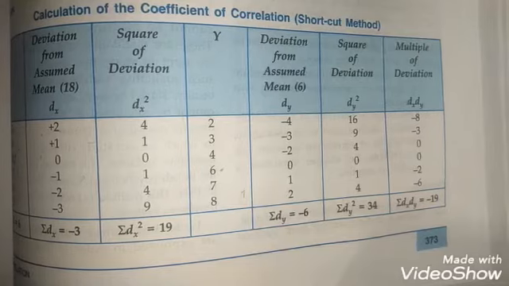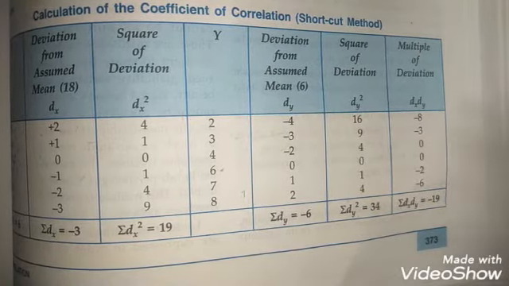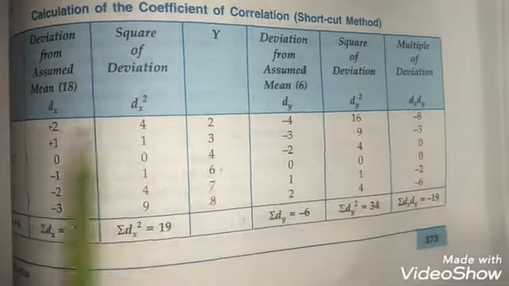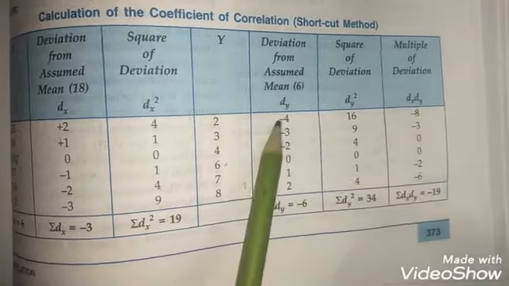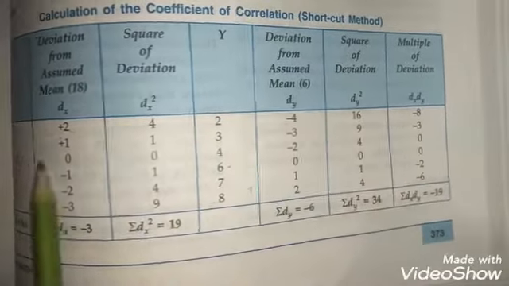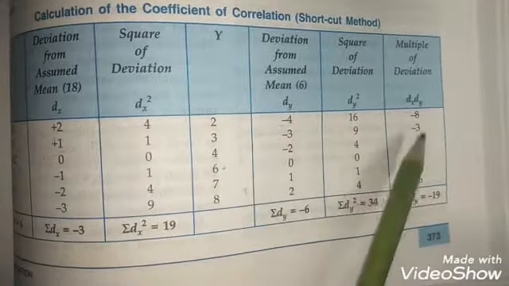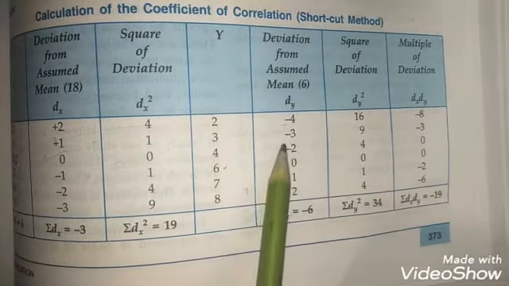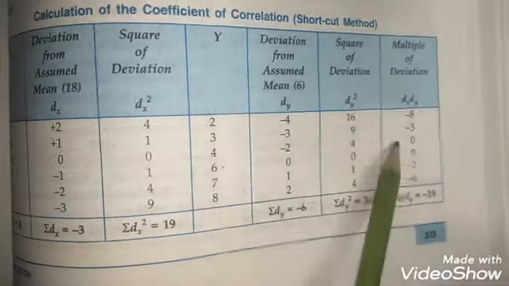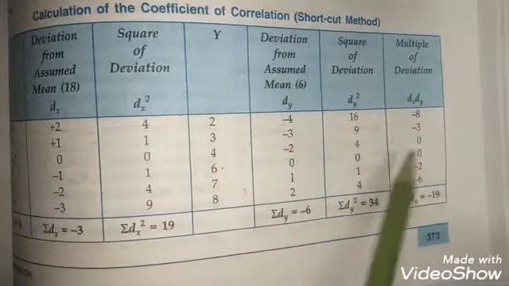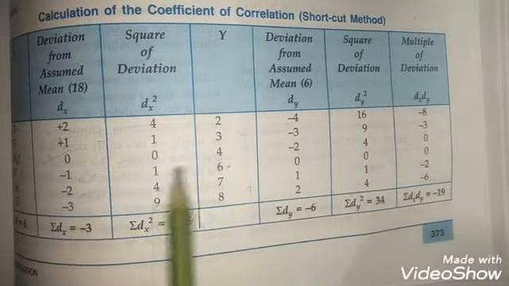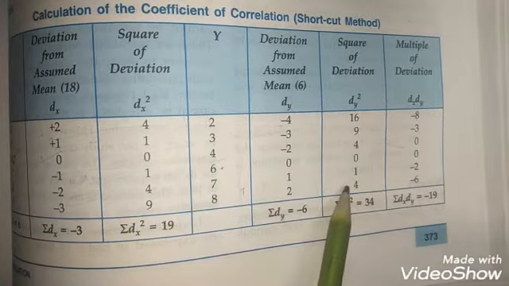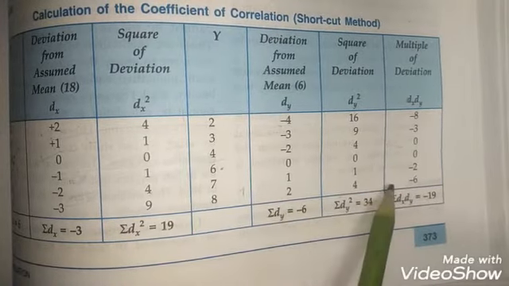Now we will find the product of deviations, that is, this column dx into this column dy. Positive 2 into negative 4 gives us minus 8. Positive 1 into minus 3 gives minus 3. 0 into minus 2 gives 0 only. Minus 1 into 0 again gives 0. Minus 2 into 1 gives minus 2. Minus 3 into 2 gives minus 6.